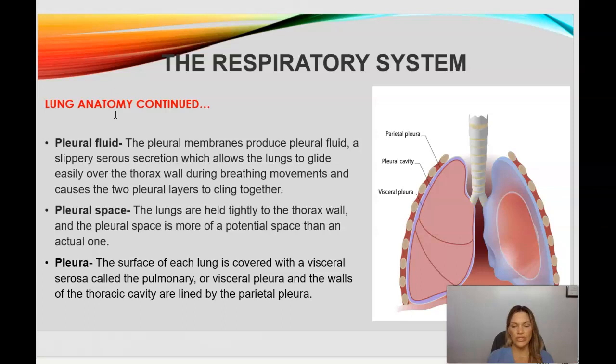Then we have the pleural space. In the pleural space, the lungs are held tightly to the thorax wall, and the pleural space is more of a potential space than an actual one. And then we have the pleura. The surface of each lung is covered with a visceral serosa called the pulmonary or visceral pleura, and the walls of the thoracic cavity are lined with the parietal pleura.